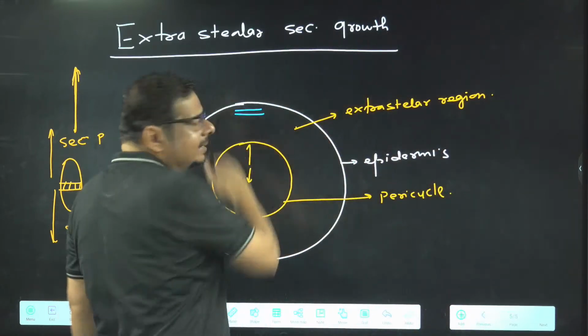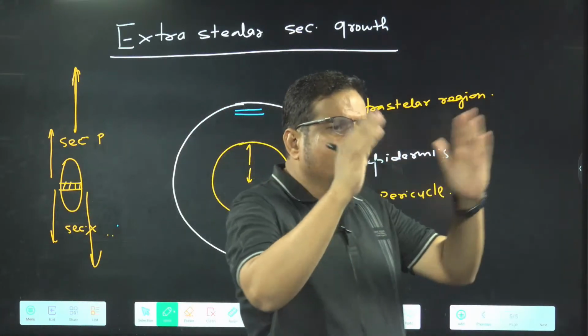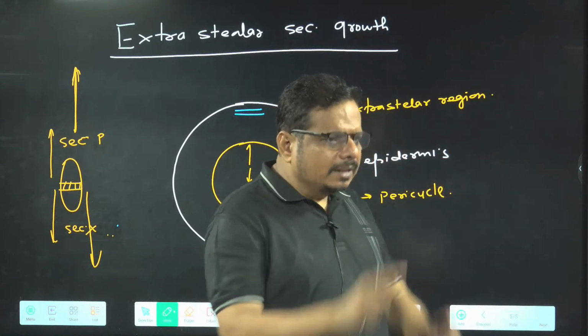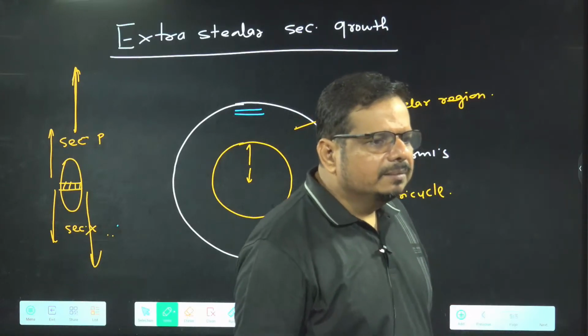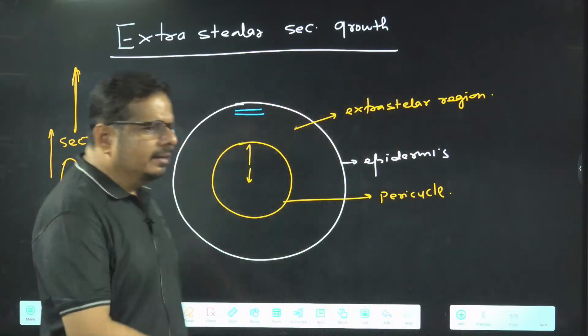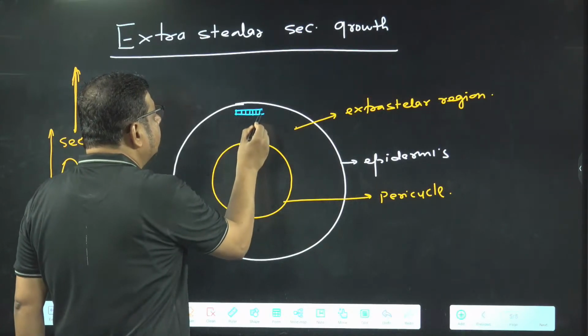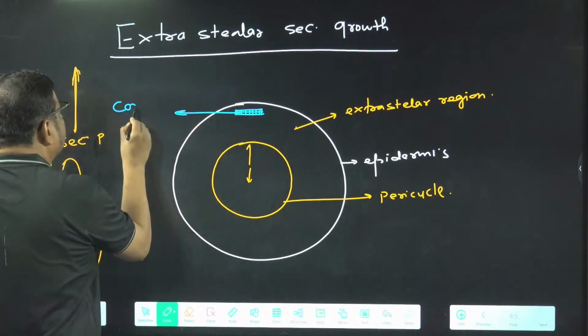Who gets ruptured? Outer cortex and epidermis get ruptured. Nearby cells of the ruptured area become meristematic. And they undergo dedifferentiation and form a secondary meristem called cork cambium. What is this? Cork cambium.